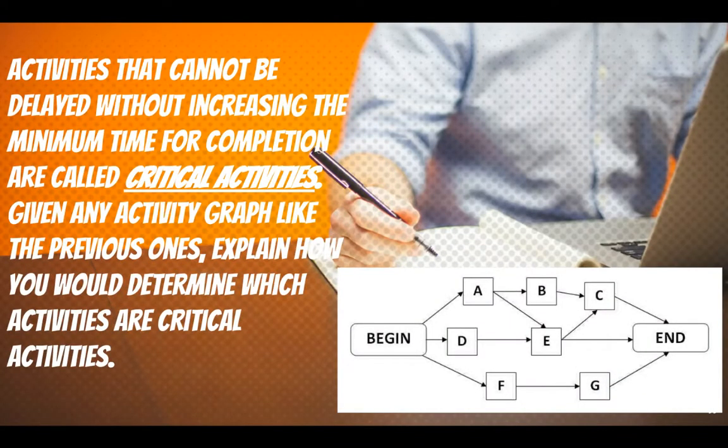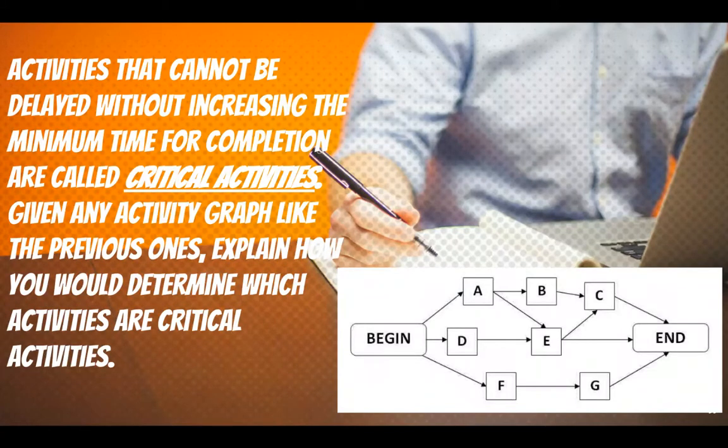Okay, activities that cannot be delayed without increasing the minimum time for completion are called critical activities. As part of your vocabulary, it'll be up on your word wall, so check it out. Given any activity graph like the previous ones, explain how you would determine which activities are critical activities. So, if you find the pathway of the minimal time for completion, it is safe to assume that all activities on that pathway are considered critical activities, because if you delay any of those critical activities, you will increase the minimum time for completion. Does that make sense?